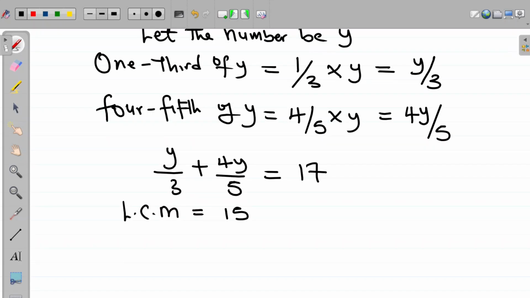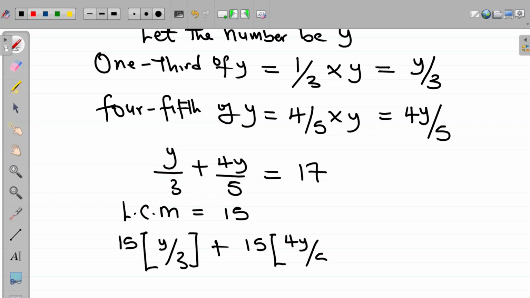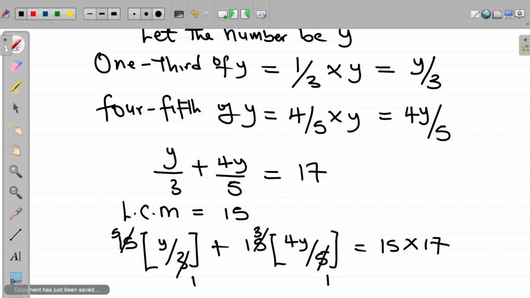So our expression becomes 15 multiplied by y divided by 3 plus 15 multiplied by 4y divided by 5 equal to 15 times 17. Now we use the LCM to multiply the equation because we want to eliminate the fraction. 3 divided by itself is 1. 15 divided by 3 is 5. 5 divided by itself is 1. 15 divided by 5 is 3.